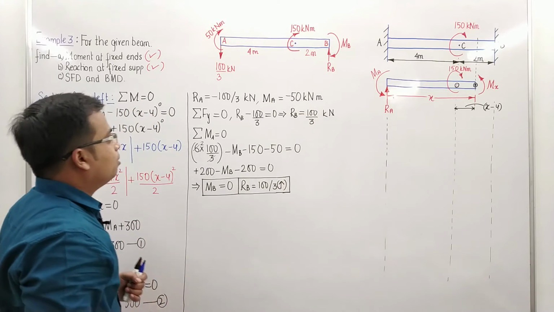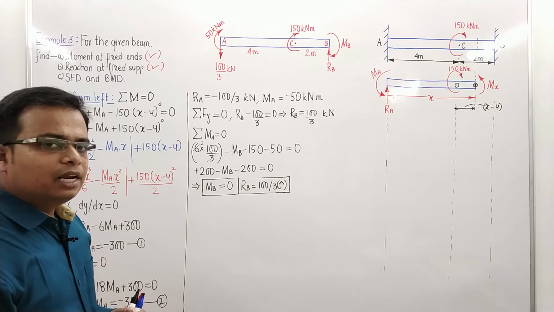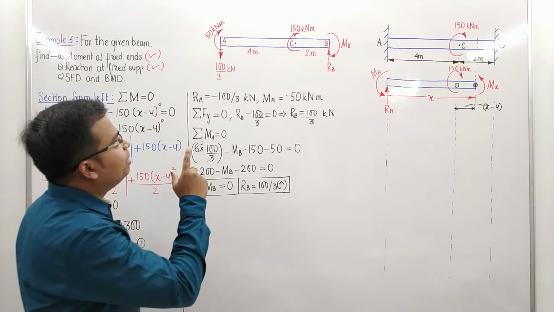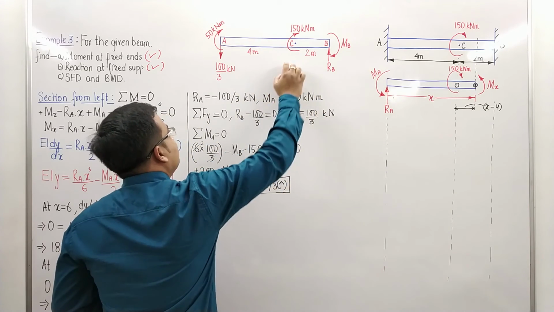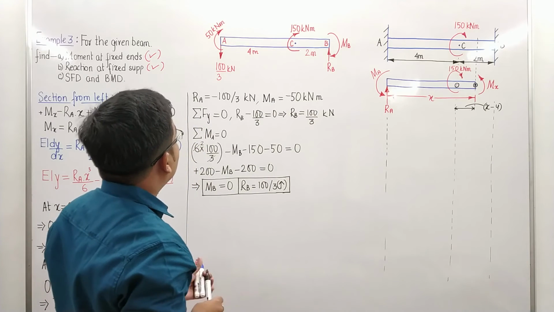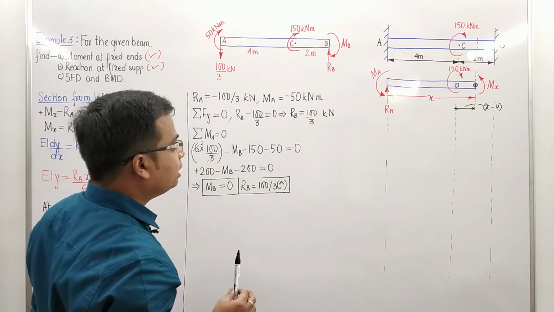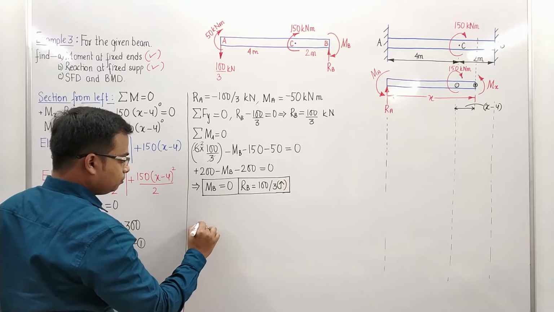Now let's do the section from the right. Let's do the section from the right and let's get the value of bending moment at B, at C. Then we'll take the section between A and C. Again calculate at C and at A. Let's follow this approach. For that I need to draw the diagram once again, and for that I need some space. Okay, let me draw it here.